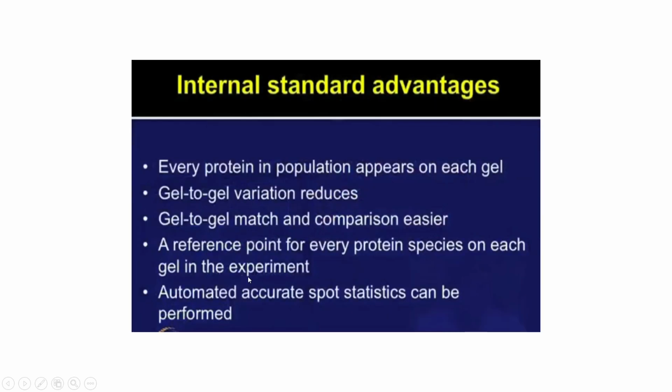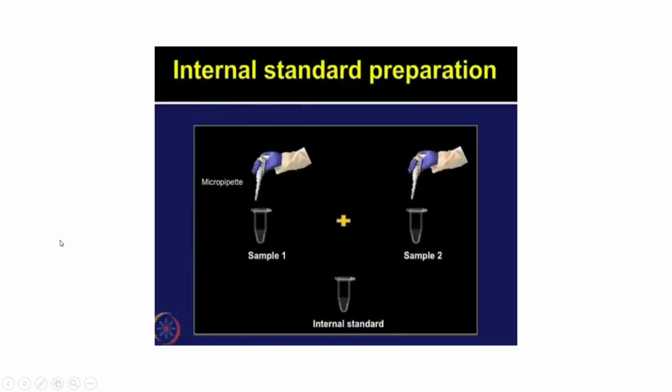And a reference point for every protein species on each gel in the experiment is obtained, because in the internal standard everything is there. Automated accurate spot statistics can also be performed using this. So these are certain advantages if you use an internal standard. So that is sample one, sample two, and an internal standard, which will have both the samples together.